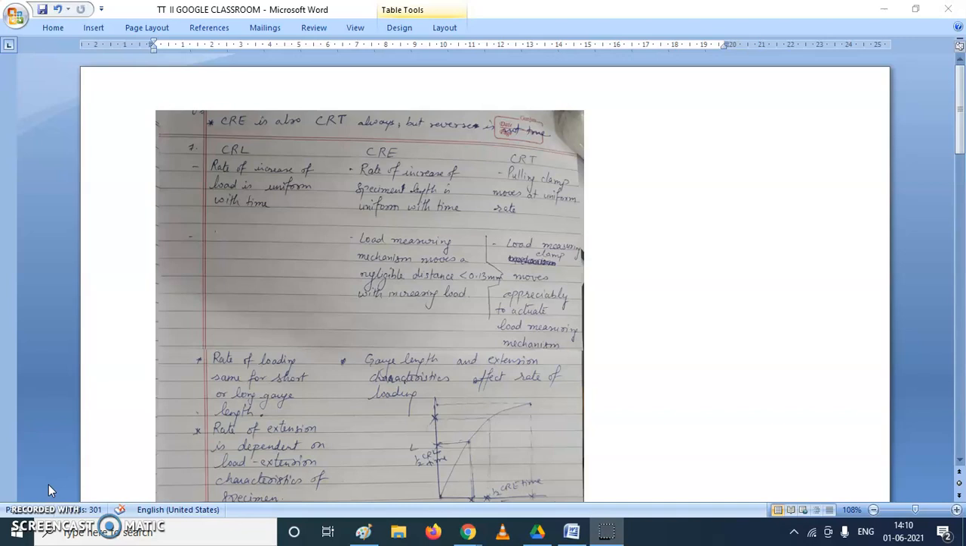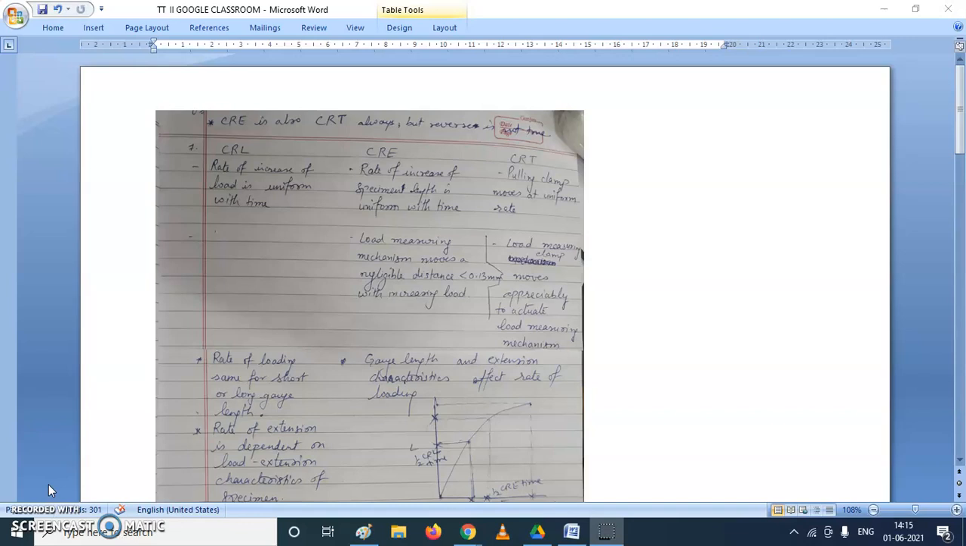One is we can apply a constant load to the material and measure the extension produced in the material. The other way, we can apply constant extension to the material and measure the load which is produced in the material. So we can say rate of increase of load is uniform with time in CRL and rate of increase of specimen length is uniform with time in CRE, that is constant rate of extension.